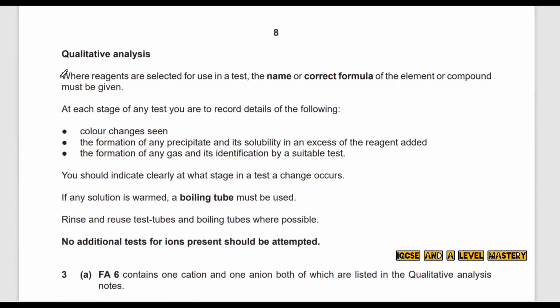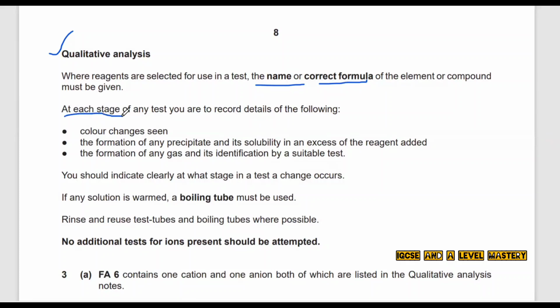So this is the question. Before starting with the question, they have given some guidelines for the students in order to proceed with the qualitative analysis. So let's understand what is the requirement from their point of view. The first thing is that where reagents are selected for use in a test, the name or the correct formula of the element or the compound must be given. So whenever we are selecting any reagents for testing something, we have to give the proper name, or we can even give the formula, but the formula should be correct. This is the first expectation.